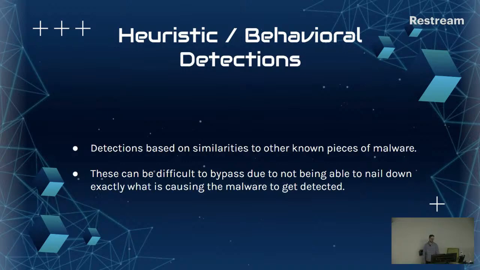So for the heuristics and behavioral detections, these are looking at how different programs are actually running on your machine, what they're calling out to, different processes that are running, and then comparing those to known bad processes, seeing how similar they are, and alerting if they're over a certain threshold. These are a little bit harder to bypass in theory because it's harder to tell what they're actually flagging on, so you have to guess and check a little bit.